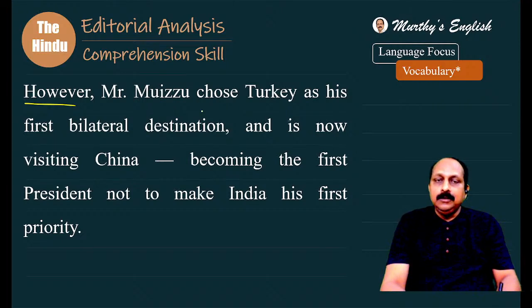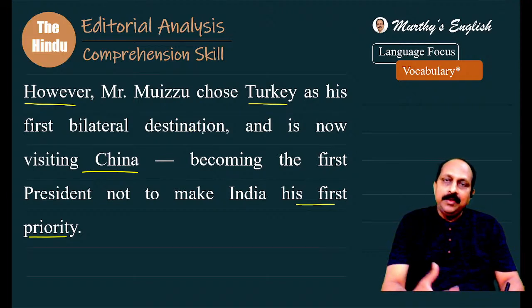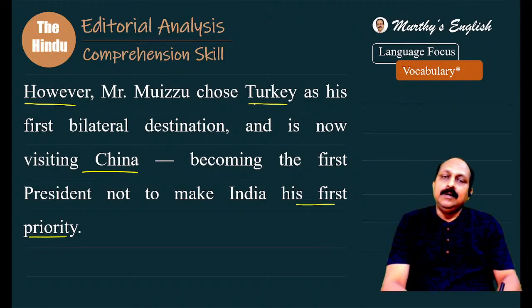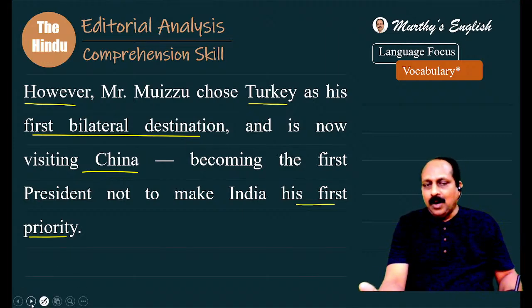However, Mr. Muizzu chose Turkey as his first bilateral destination and is now visiting China. I think right now he is in China, becoming the first president not to make India his first priority. Usually, the presidents of the Maldives, when they come to power, make their first visit to India. But this particular president has broken that tradition. Instead of visiting India, he chose Turkey as his first bilateral destination. And, adding fuel to the fire, he is now visiting China. They have signed about 20 MOUs, I suppose.